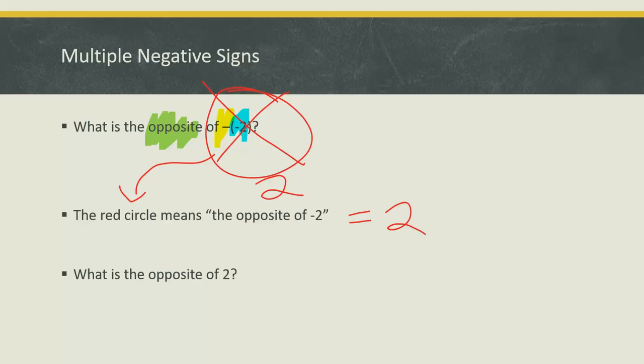So really, my question says, what is the opposite of 2? We can do that. The opposite of 2 is -2. So going back up to the original question, what is the opposite of -2? Our answer is just -2.